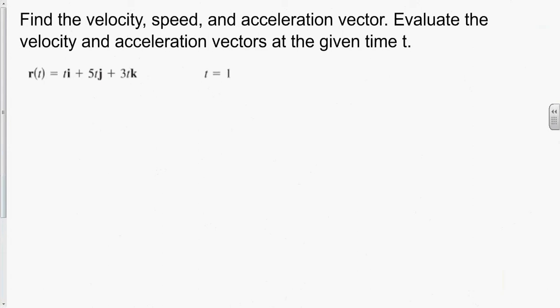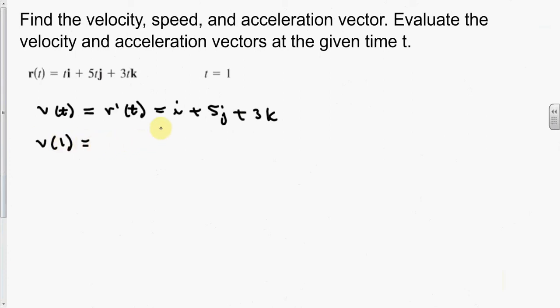So here, first find the velocity, the speed, the acceleration vector. Evaluate the velocity and acceleration vectors at the given value for the time t. So we said that the velocity, v of t, or just v, is equal to r prime of t. Just take the derivative straightforward. So it gives us i plus 5j plus 3k. Even at the value t equal to 1, this velocity is fixed, it's constant, so it remains the same.